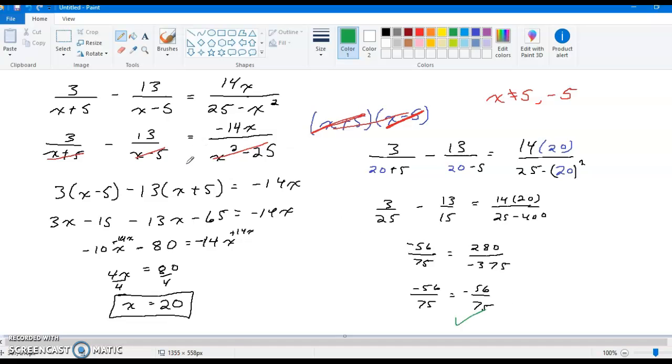So the solution set for this equation would be x equals 20.